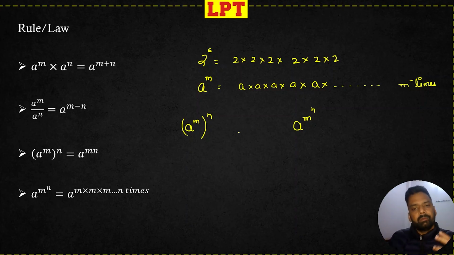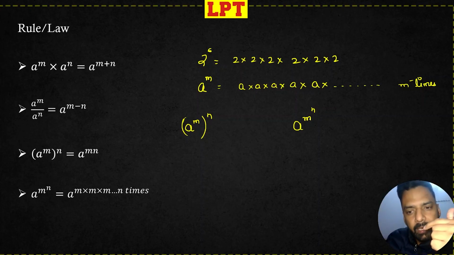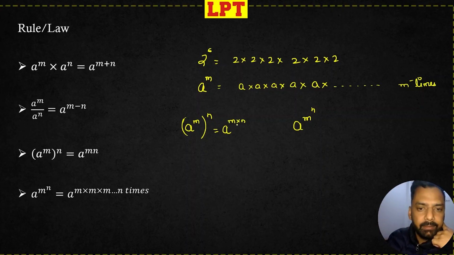Many a times we make a mistake and confuse the two as the same. So we need to understand that if there is a bracket, it means a to the power m whole to the power n. Here it is a to the power m raised to the power n. Here the power n is on m, but here the power n is on the whole. So it simply means that a to the power m into n, the powers will get multiplied, right? The powers will get multiplied.